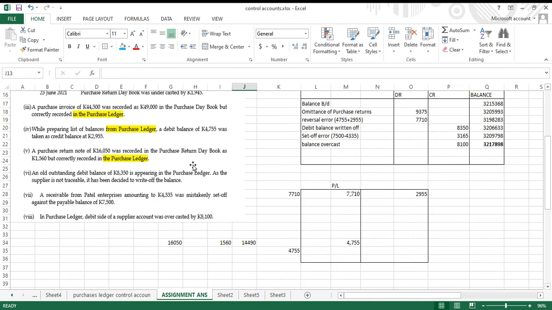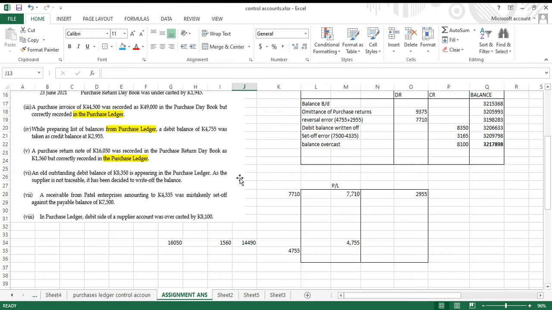Go to the sixth transaction. An old outstanding debit balance of 8,350 is appearing in the purchase ledger. As the supplier is not traceable, it has been decided to write off the balance.